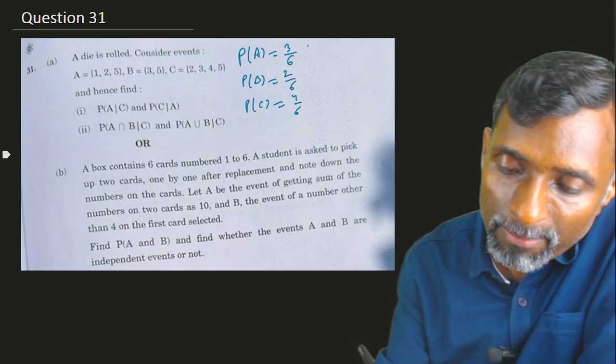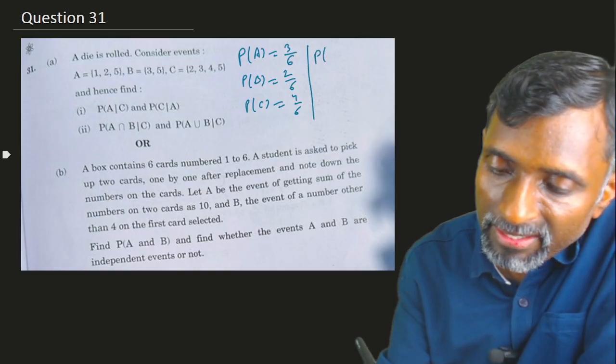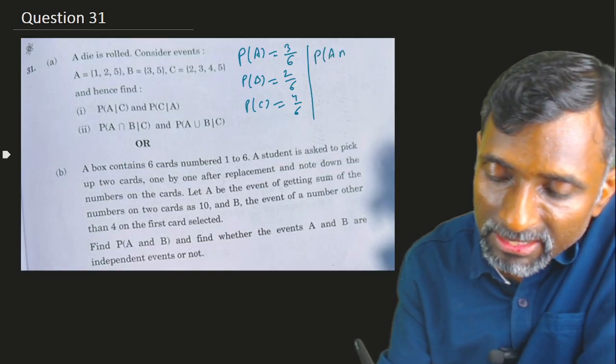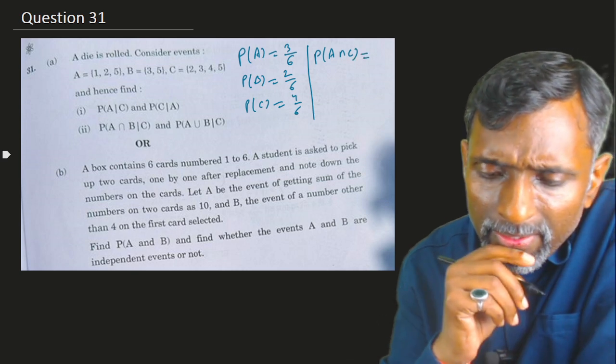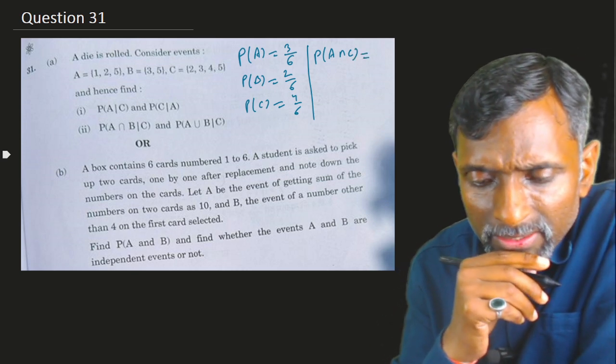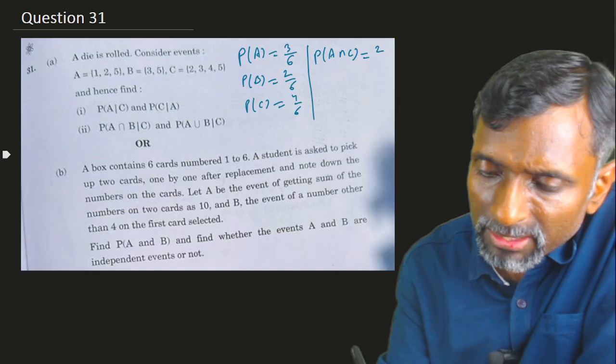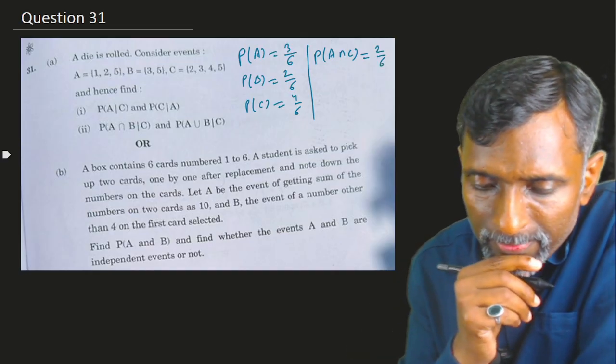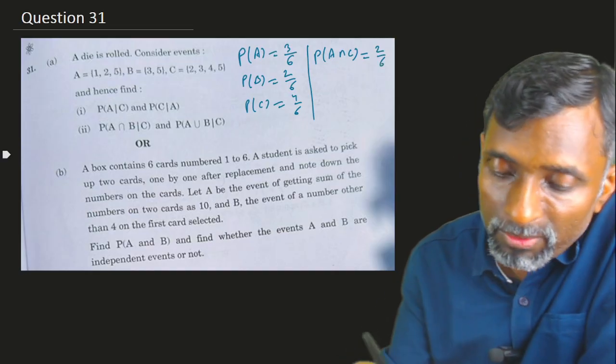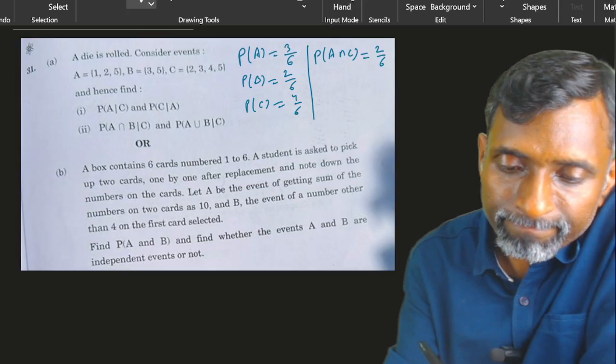Now, if we are talking about probability of A intersection C, how many elements are in A intersection C? The two elements, 2 and 5. So it is 2 by 6. Okay. Now we can do the first part of this question.